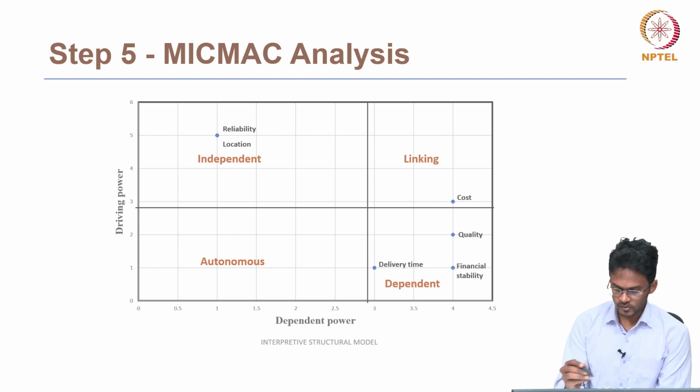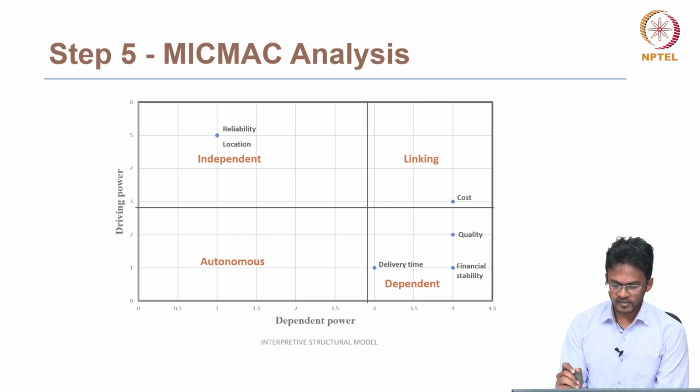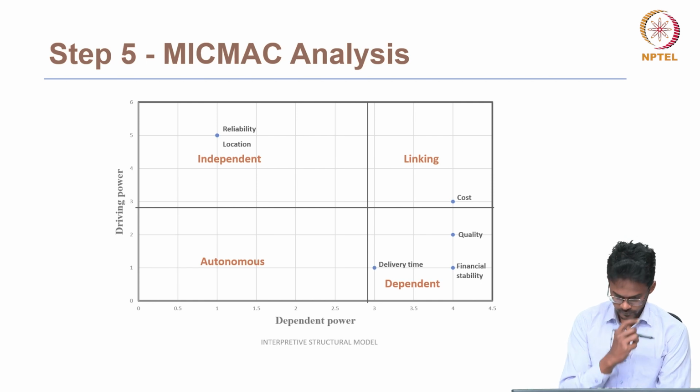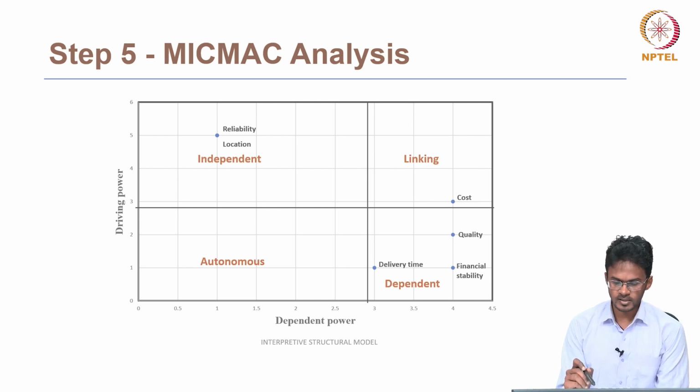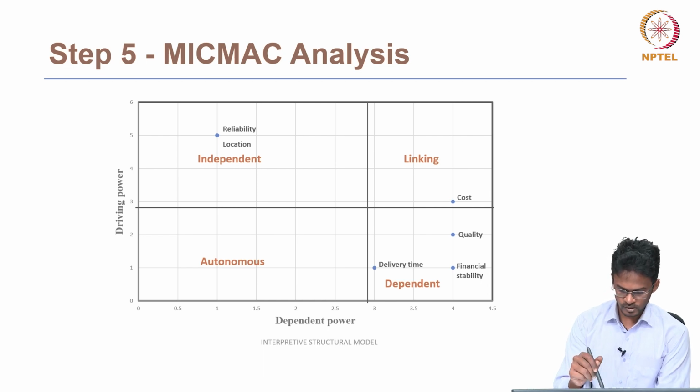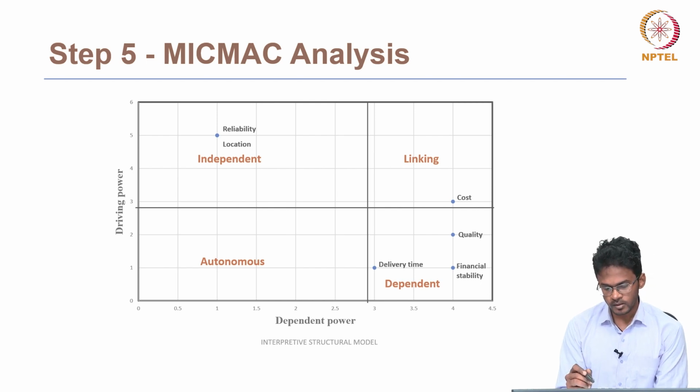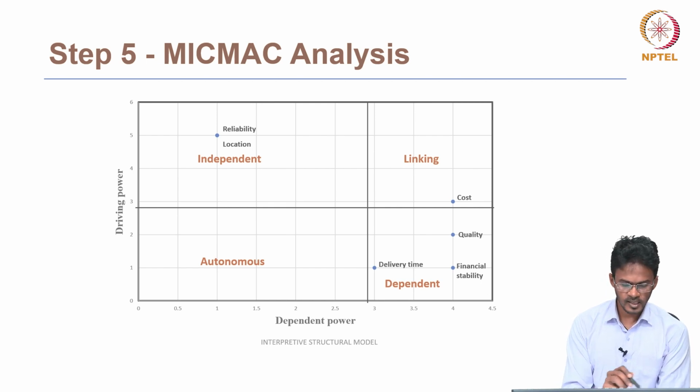So, based on this we will plot for all the factors, and we will divide this rectangle. This graph is called the driving and dependent chart, and we will divide it based on these two lines. We can see one horizontal line and one vertical line dividing this rectangle. So, let us see how these lines are drawn.